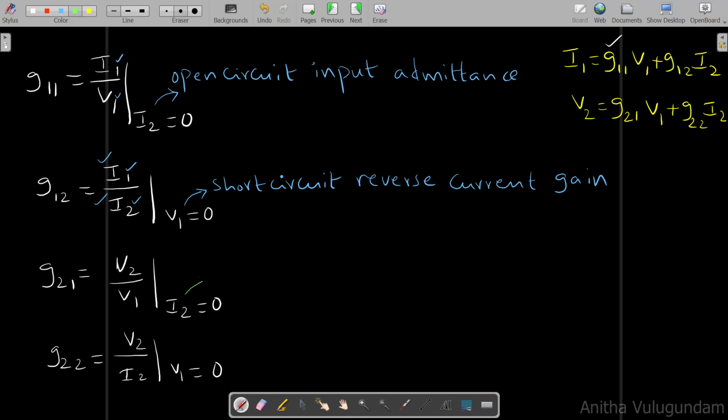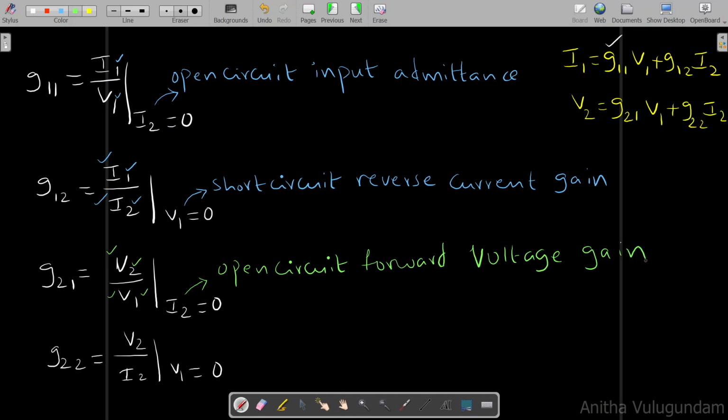Next, G21. Condition is I2 equal to 0. We'll start with open circuit. Ratio is port 2 to port 1 variable ratio. So forward, and here voltage to voltage ratio, voltage gain. G21 is defined as open circuit forward voltage gain.